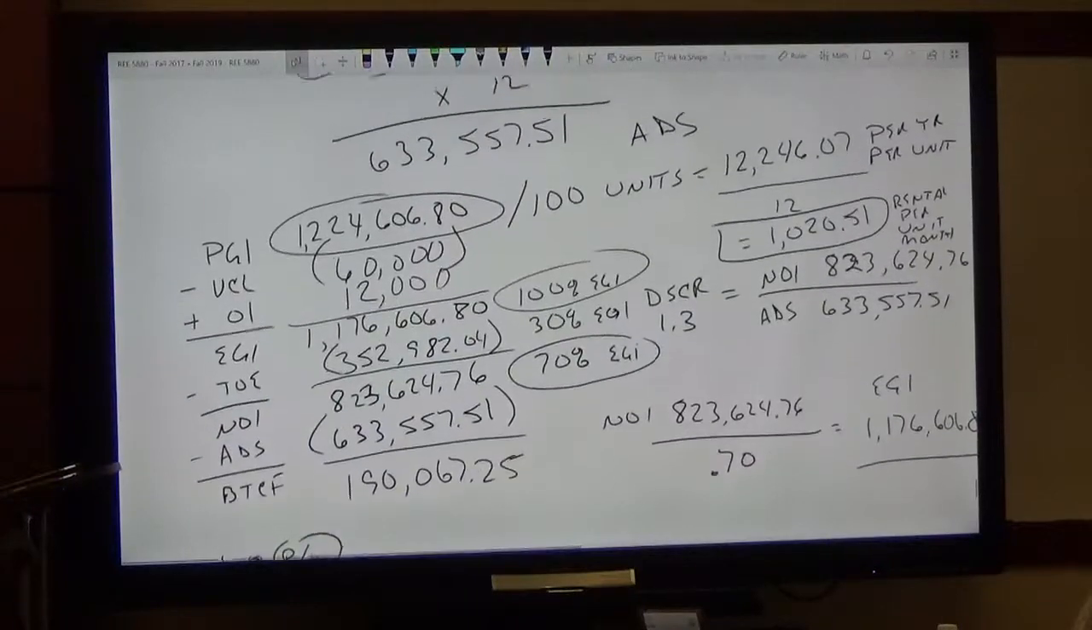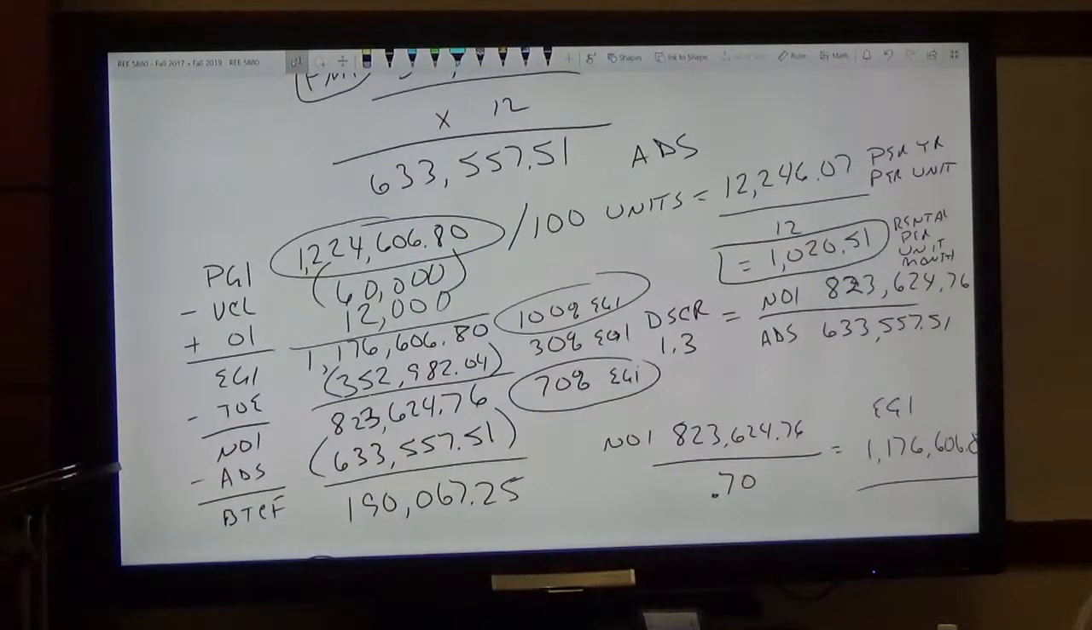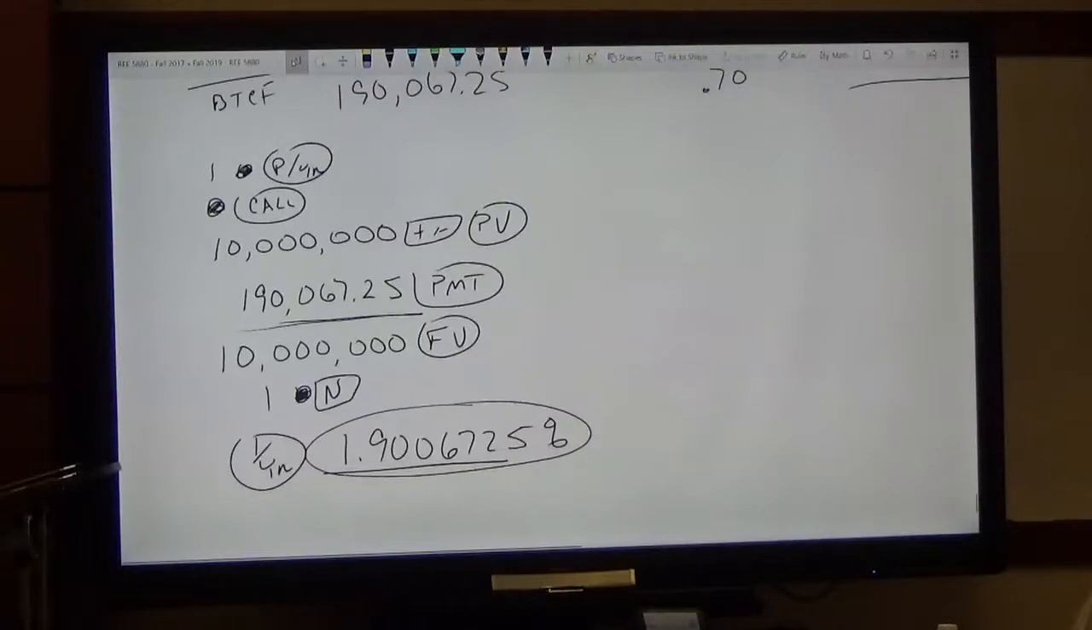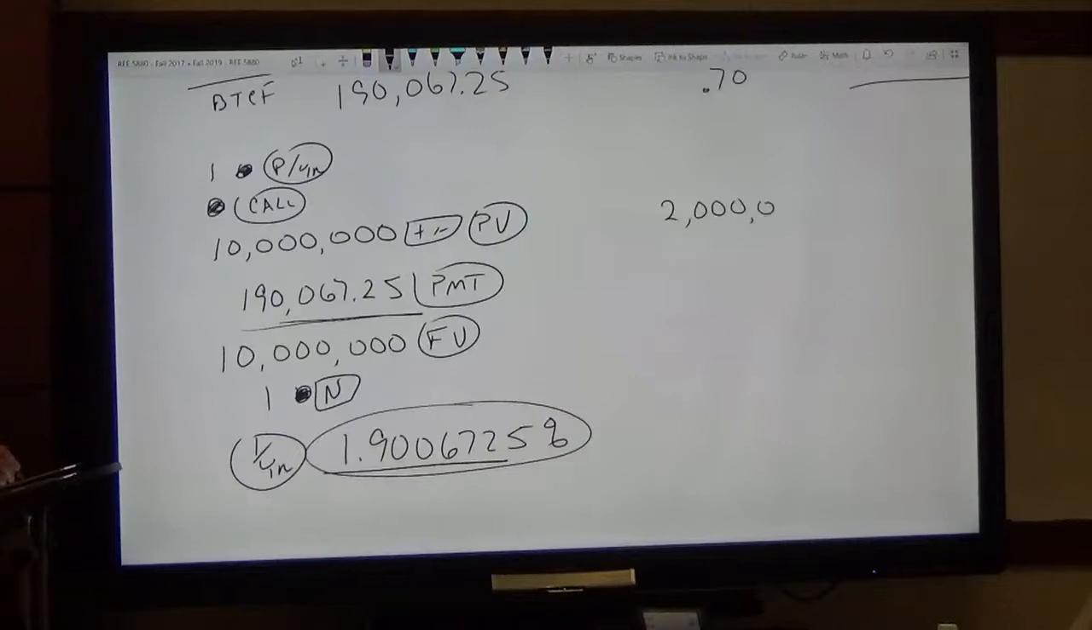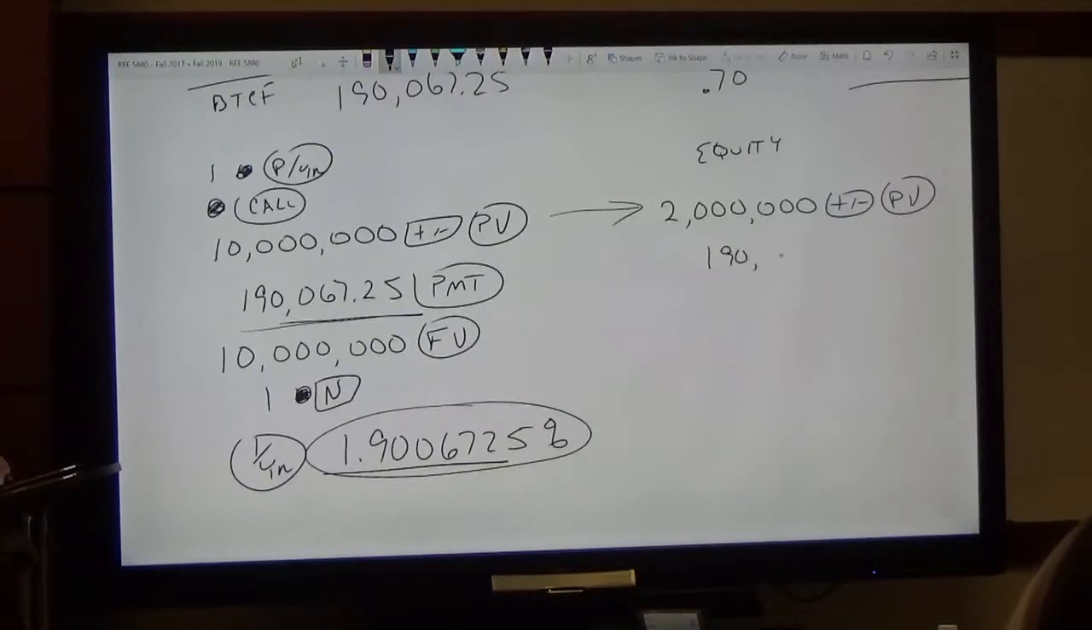If we go back up here, we're putting in $8 million, or sorry, we're borrowing 8 million, so we're putting in 2 million. Yes? So the equity that we're really putting in this deal is not 10 million, it's 2 million. And so the return that we're getting of this, 190,067.25 as the payment amount.